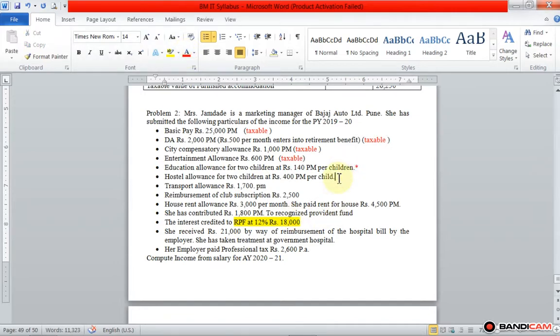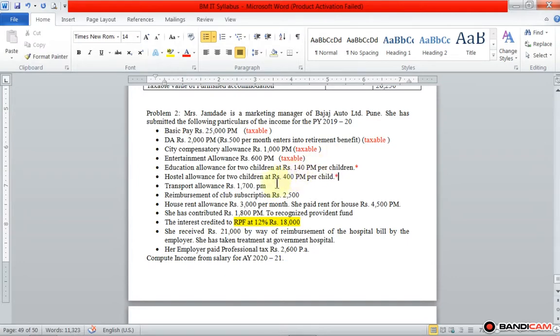Then hostel allowance. Hostel allowance is given to the assessee for two children amounted to rupees 400 per month per child. So it is also partly exempted: rupees 300 per month per child is exempted. Make a star because hostel allowance is also a partly taxable and partly exempted allowance.